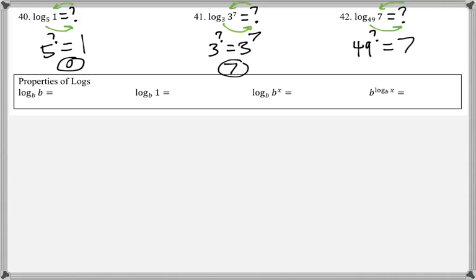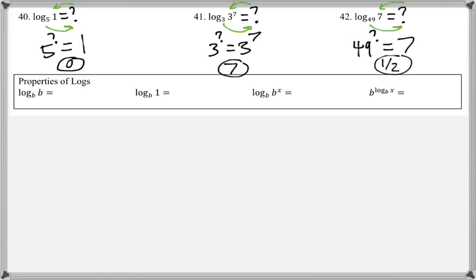Well, we're trying to change from 49 to 7, so essentially we're taking the square root, and that is 1/2 as an exponent. So raising something to the 1/2 power is the same thing as taking the square root of it.